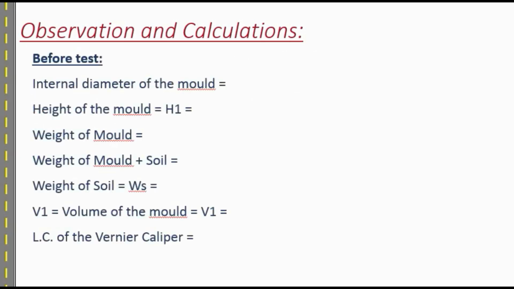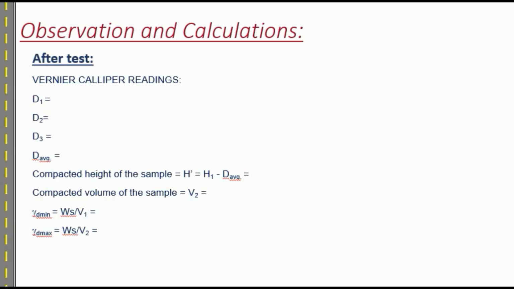There are some observational calculations before the test. We have to calculate or measure the internal diameter of the mold. Height of the mold is equal to H1, weight of empty mold, weight of mold plus soil, weight of soil in the mold, volume of the mold, least count of the vernier caliper. Before test, vernier caliper reading at three different variations: D1 or H1, D2 or H2, D3 or H3. D average: on the basis of D1, D2 and D3, we will take the D average.